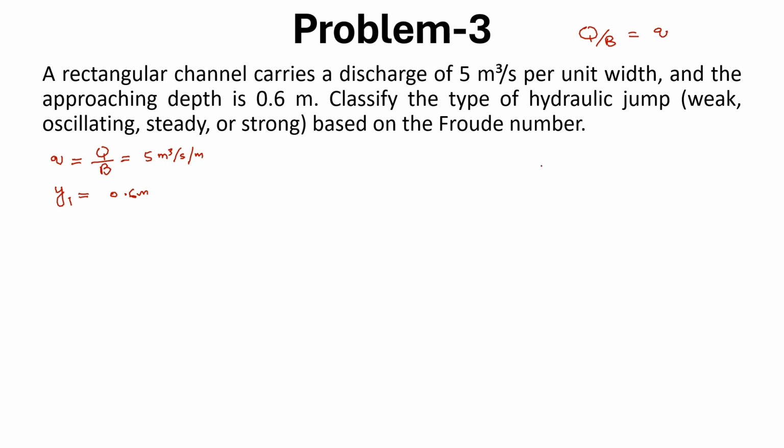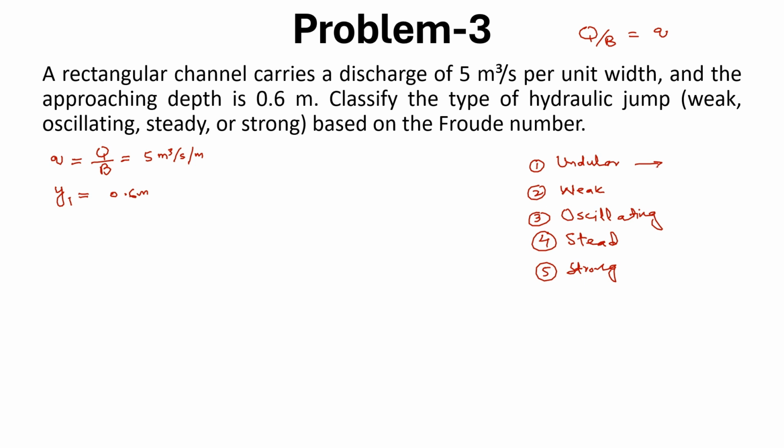We have five types of jump. First type is undular jump. The second type is weak jump. The third type is oscillating. The fourth type is steady jump. And the last one is strong jump. So we can classify the jumps according to Froude number at section 1. If this is the bed of the channel and this is the jump region, this will be section 1 and this will be section 2. At section 1 Froude number will be F1 and at section 2 Froude number will be F2.